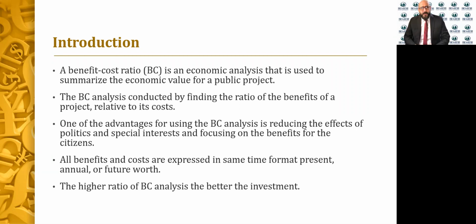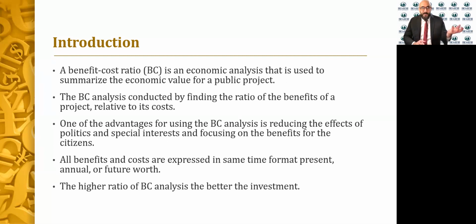One of the advantages is to use the BC ratios in reducing the effect of political or special interest and focusing only on the benefit for the citizen. And we're going to talk about the different perspectives for the citizen, the government, and other viewpoints. So all benefits and costs should be expressed in the same period: annual, present, or future. What I'm saying is that when you do the analysis, you have to have all the numbers in the same format, P, A, or F, and then you do the division to find the BC ratio.